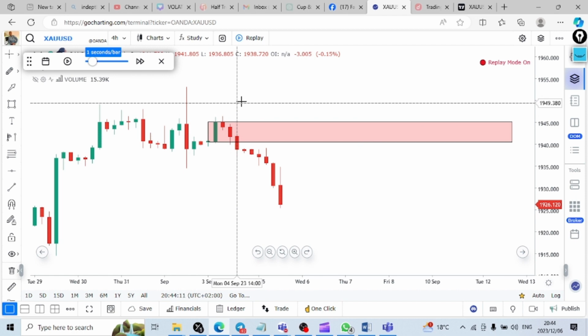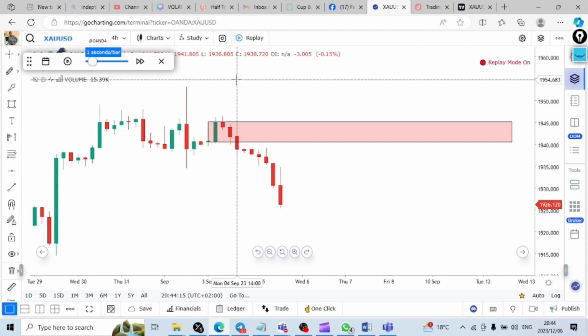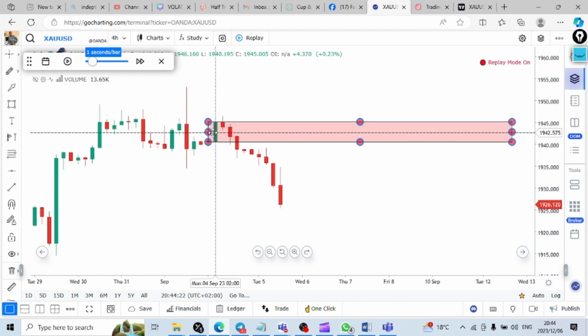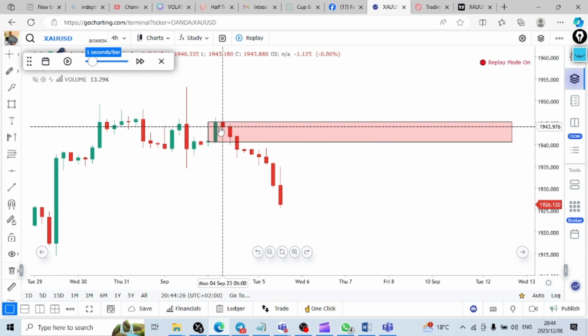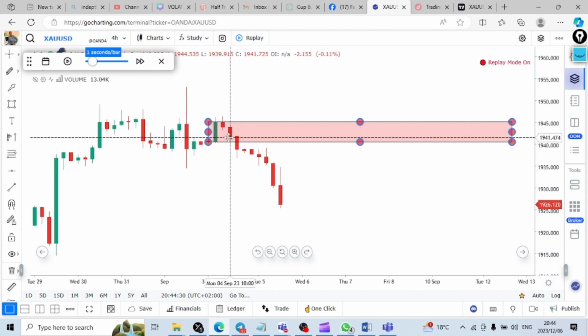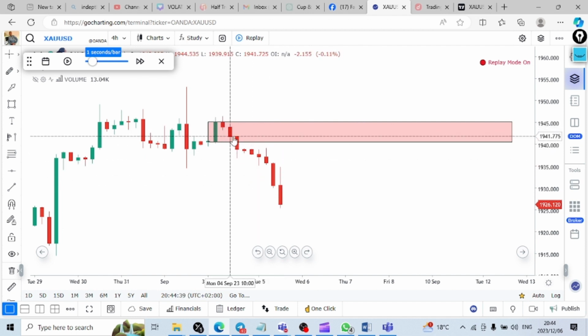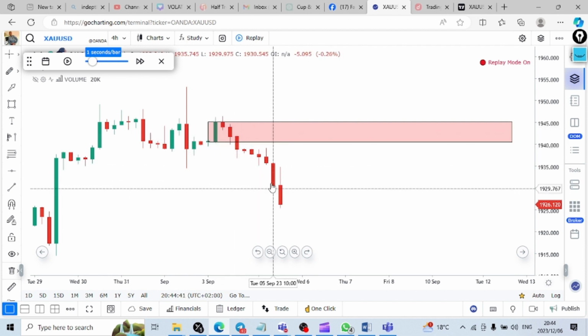Okay, let's just use 1 million. Half of 1 trillion is what? Okay, let's just use 1 million. These guys wanted to place 1 million US dollars at this particular level. They were only able to fulfill half of that, that is 500,000. And then not all of their orders were fulfilled as the price was coming down.